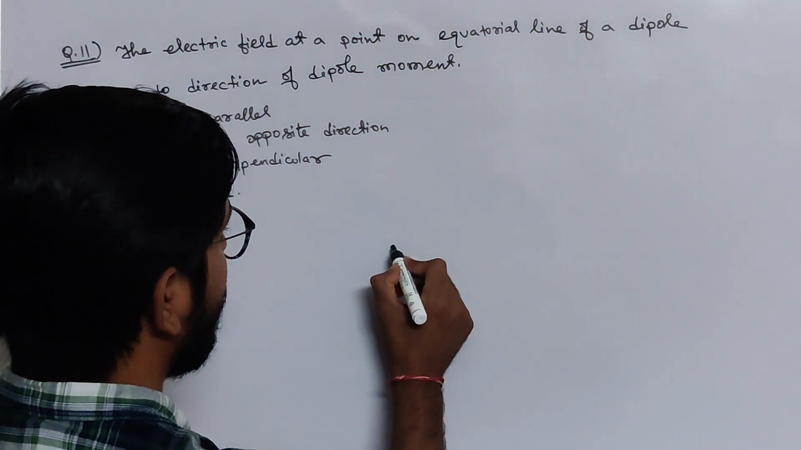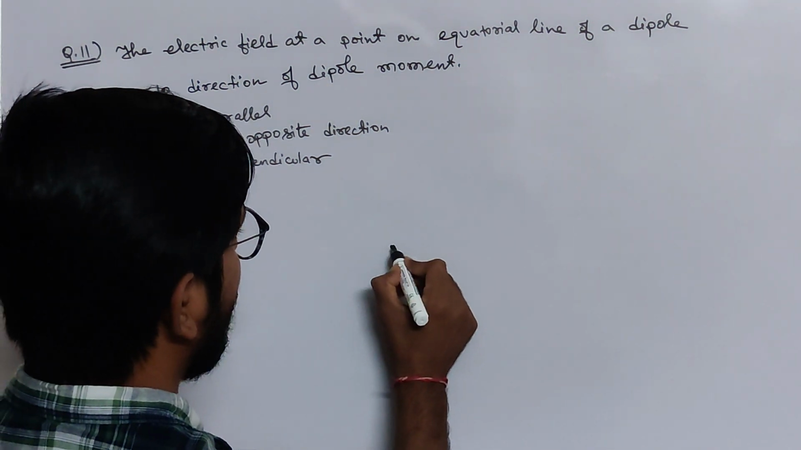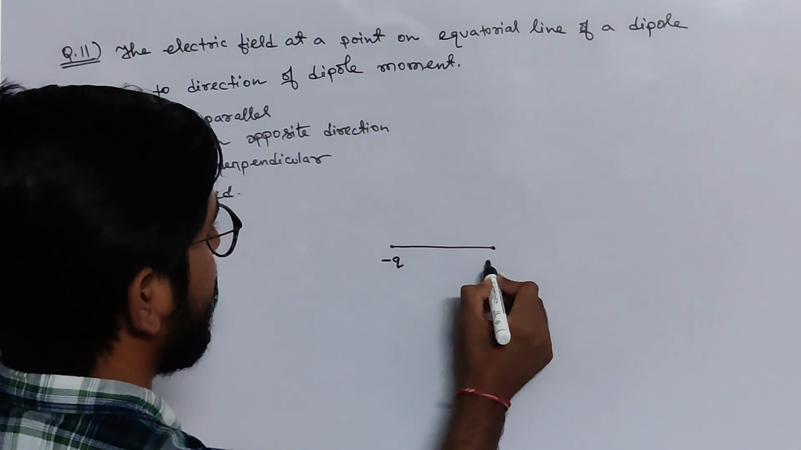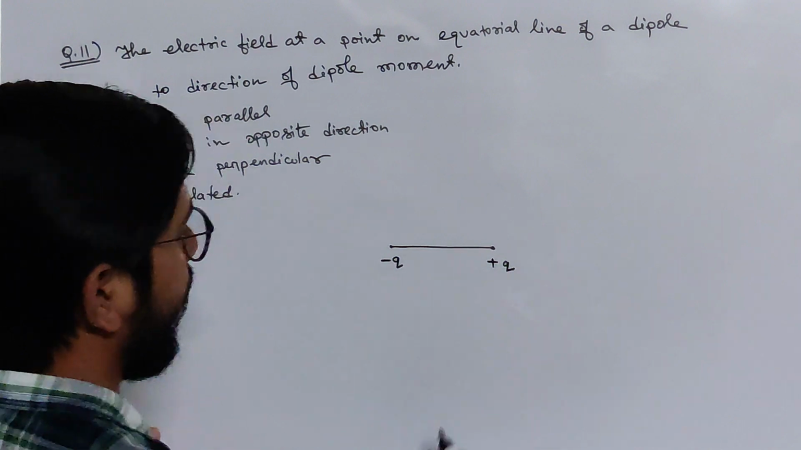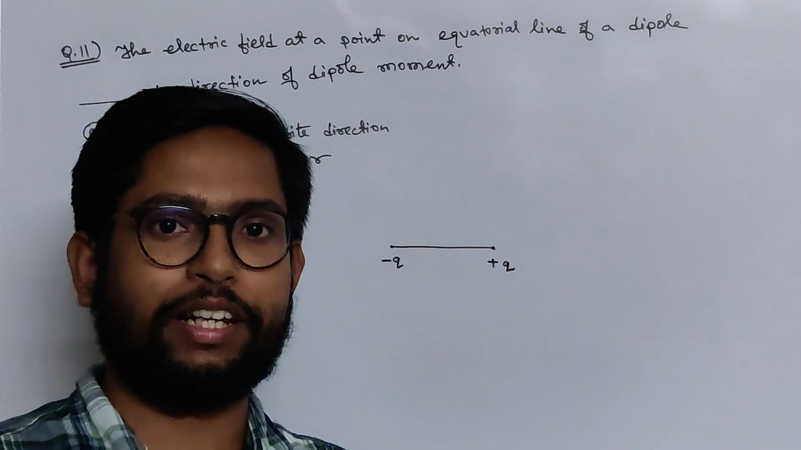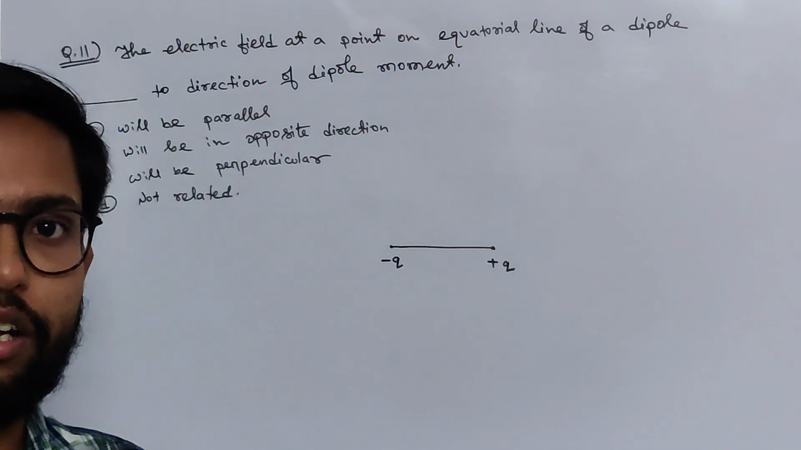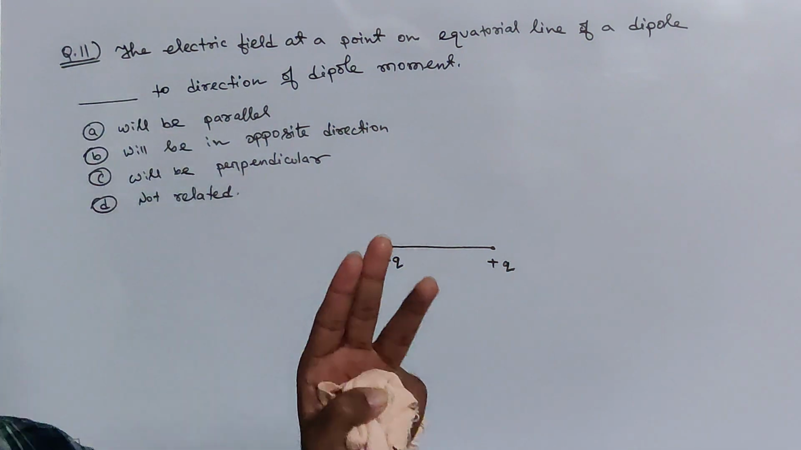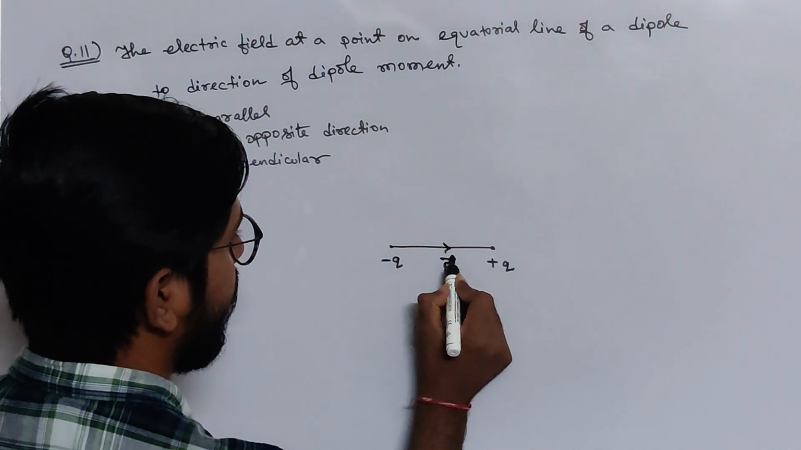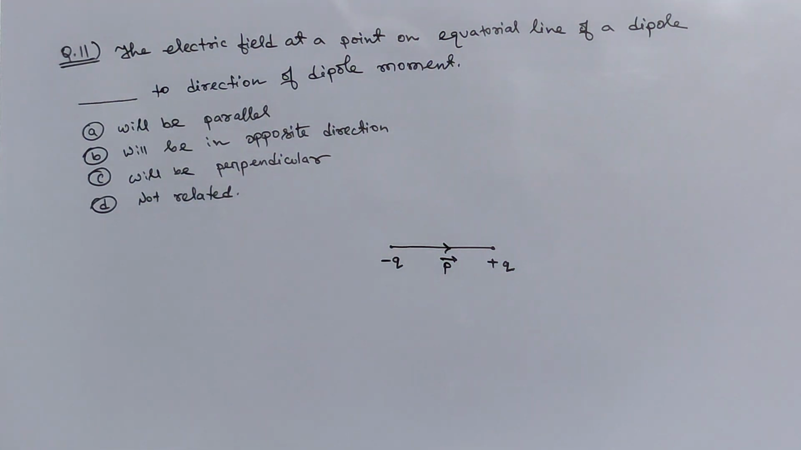We know an electric dipole consists of two equal and opposite charges. Let's say this is minus q here and this is plus q here, and you know the direction of the electric dipole moment of an electric dipole is always directed from the negative charge to the positive charge, right? So this is the direction of the dipole moment of the electric dipole.